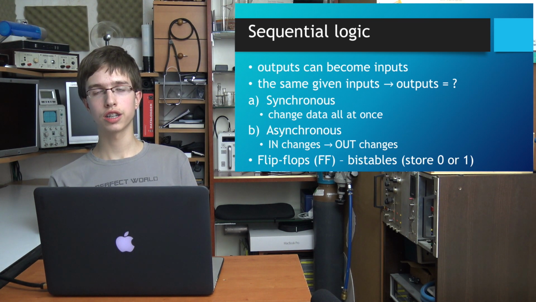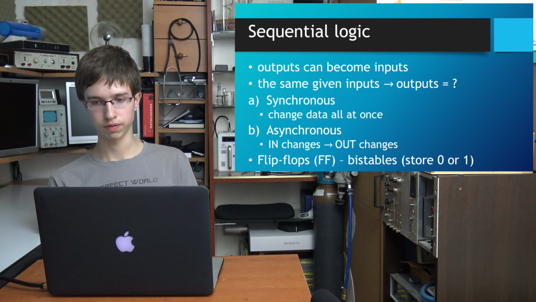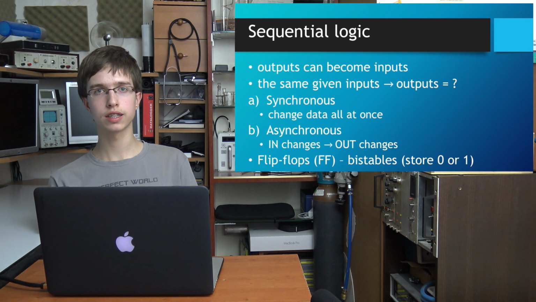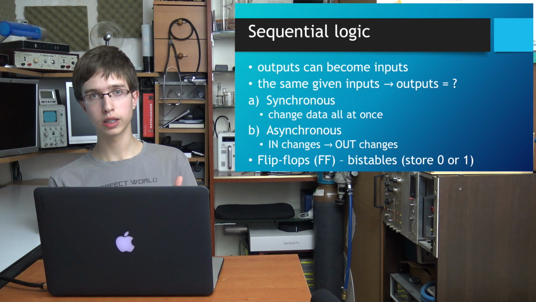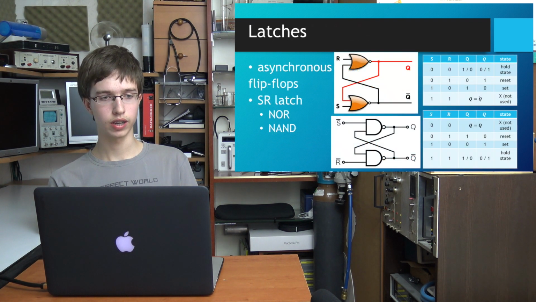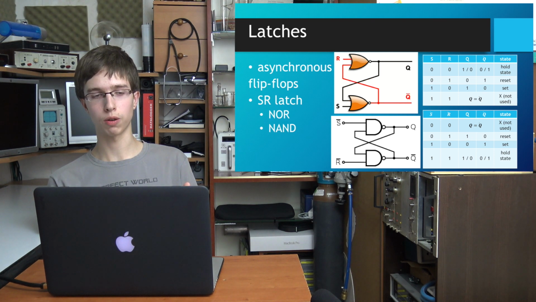Flip-flops are circuits used in sequential logic. They are bistables, meaning they can store one of two values, 0 or 1. The common types of flip-flops are SR, D-type, T-type and JK type. Latches is the other name for asynchronous flip-flops.